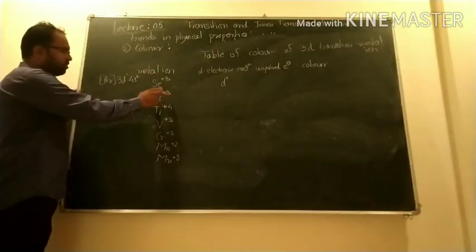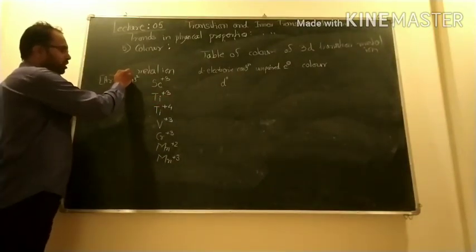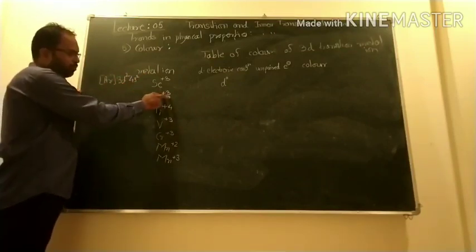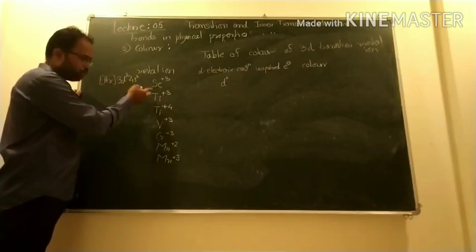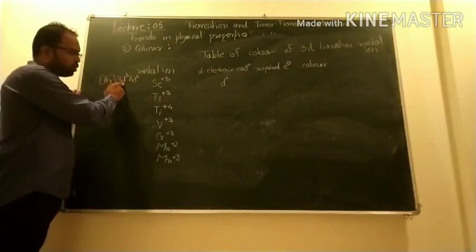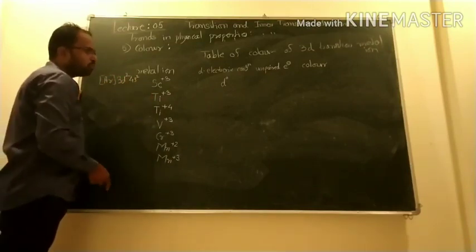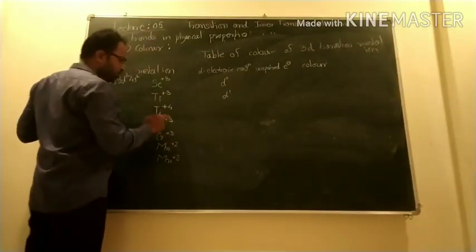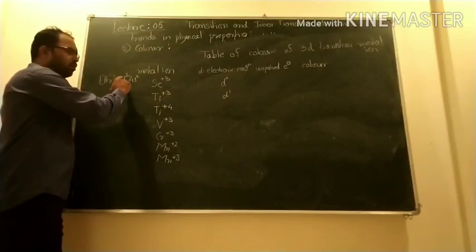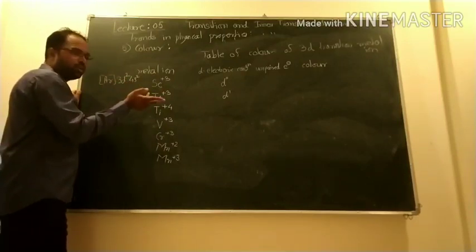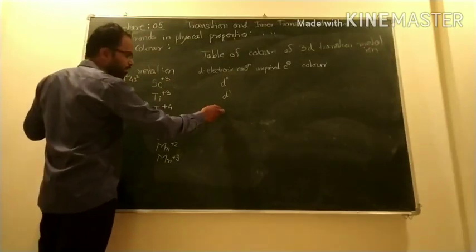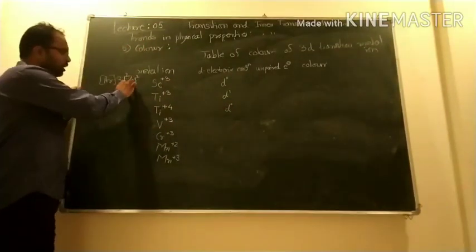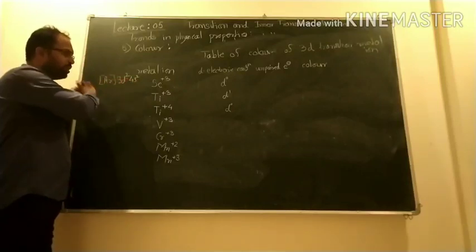For titanium +3, the titanium electron configuration is 3d2 4s2. For +3, 2 electrons from 4s and 1 electron from 3d are removed. So there is only 1 electron present. So this is the d1 case. For +4, 1 more electron can be removed from d1, so the remaining configuration is d0: 2 electrons from 4s, 2 electrons from 3d.